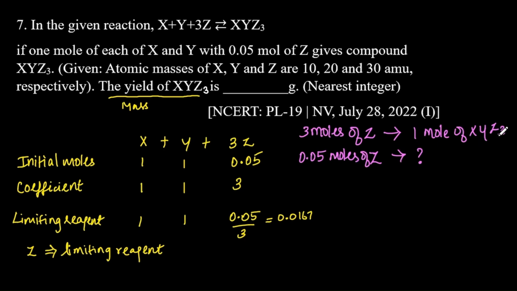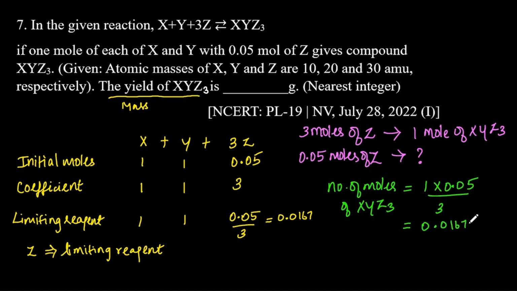So you have to find the number of moles of XYZ3 by cross multiplication method. So number of moles of XYZ3 is equal to, when you cross multiply, 1 into 0.05 divided by 3, and you will get the answer as 0.0167 moles of XYZ3. Now in the question they are asking the mass. We know the number of moles formula: number of moles is equal to given mass divided by molar mass. In this question, given mass refers to the yield. So given mass or taken mass, or you can say the mass which we get from the reaction, anything can be written in the numerator, then divided by the molar mass.